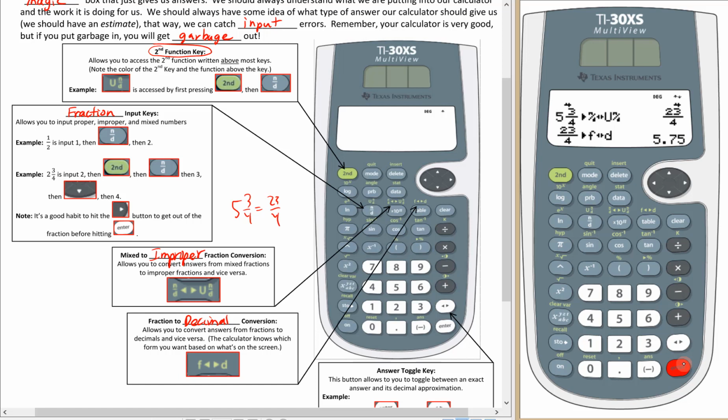Okay, now just for the heck of it, I'm going to clear this off, and we're going to type in the stuff that we started with.